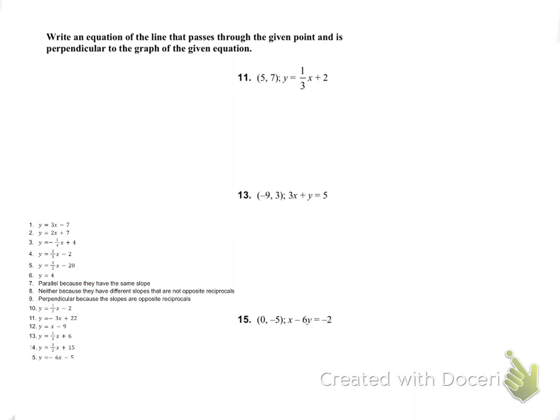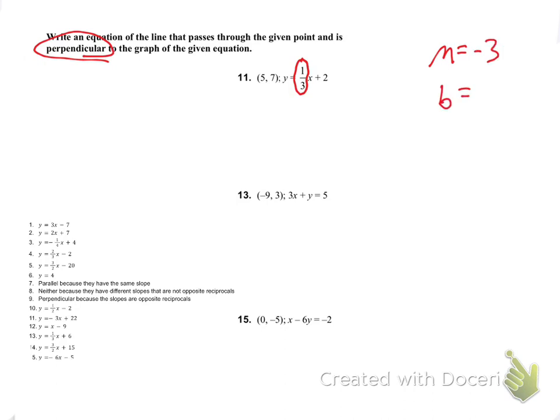11. We're writing a line that goes through the graph and is perpendicular. So when I look at my first equation, it's in y equals format, and I know that the slope is 1/3. Because it is perpendicular, this slope needs to be the opposite and the reciprocal. So my m is the opposite of 1/3, which is -1/3. The reciprocal of -1/3 is -3.